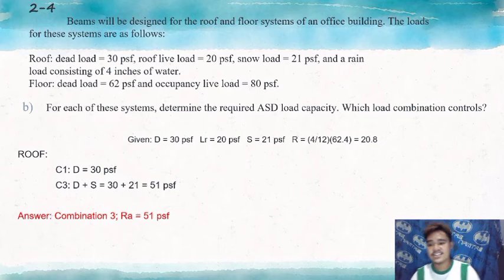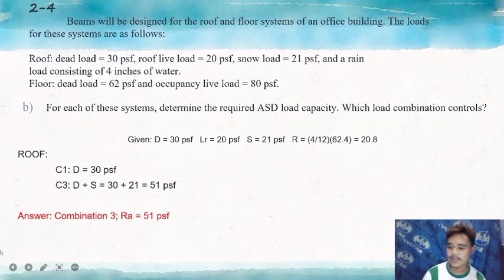For our second question, for each of these systems, determine the required ASD load capacity. Which load combination controls? For our roof system, we're gonna use the combination 1, which is D is equal to 30 PSF, and our combination 3 is equal to dead load plus snow load, which is 51 PSF. So the load capacity that we're going to use for our roof system is the combination 3, which is 51 PSF.